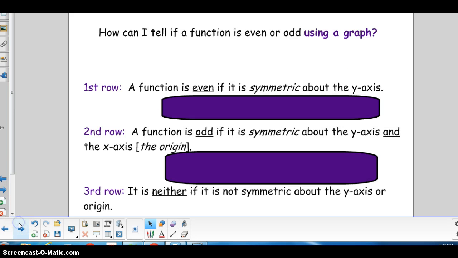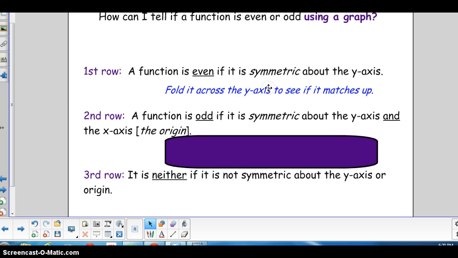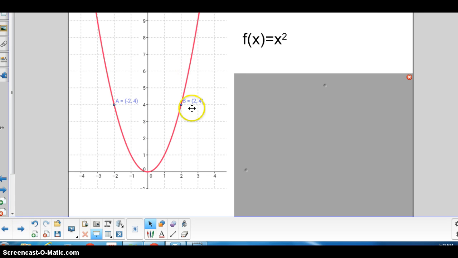I think the best way is to look at the graph first. So our definition is a function is even if it is symmetric about the y-axis. So that means that if you fold it across the y-axis, it should match up. We're familiar with the idea of symmetry or reflection back from Unit 5. So here's an example of something that is symmetric across the y-axis. You can see that if you fold it along the y-axis, point A and B will match up.